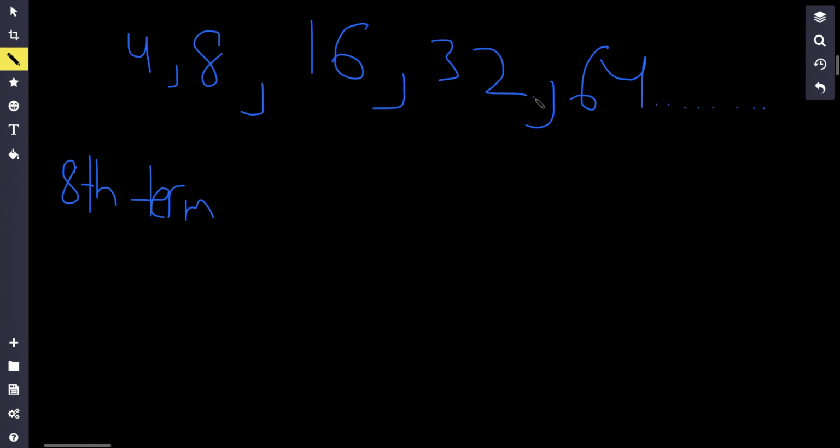Say if I have this sequence, and I wanted to find the 8th term of this sequence. Well, how would I do this?